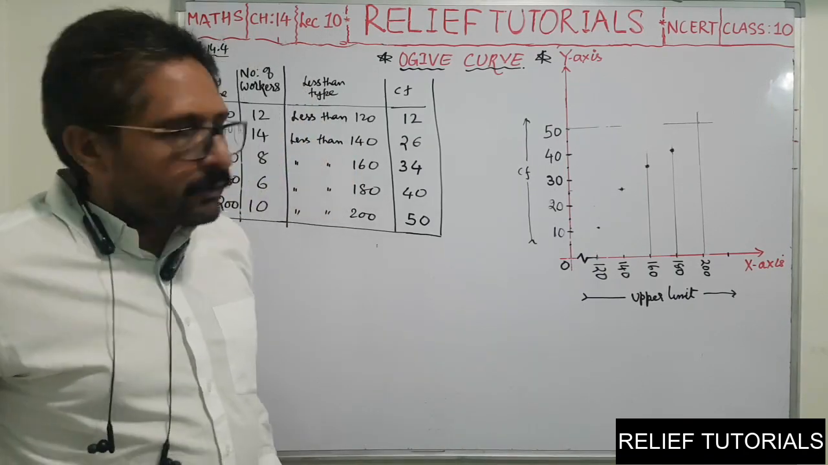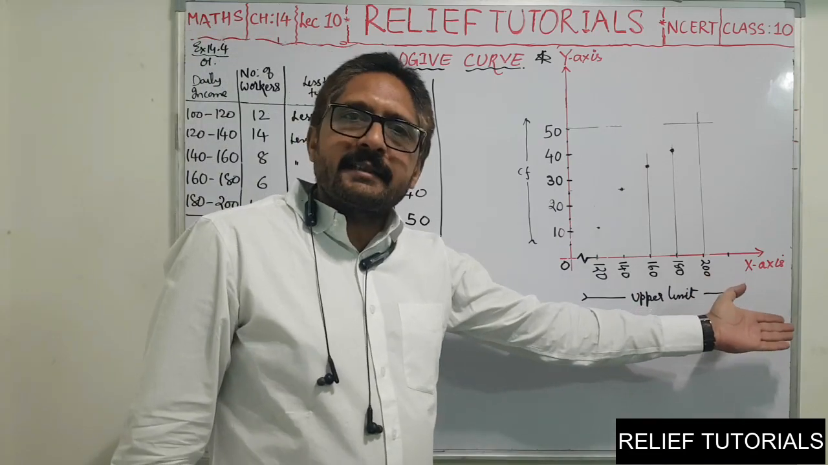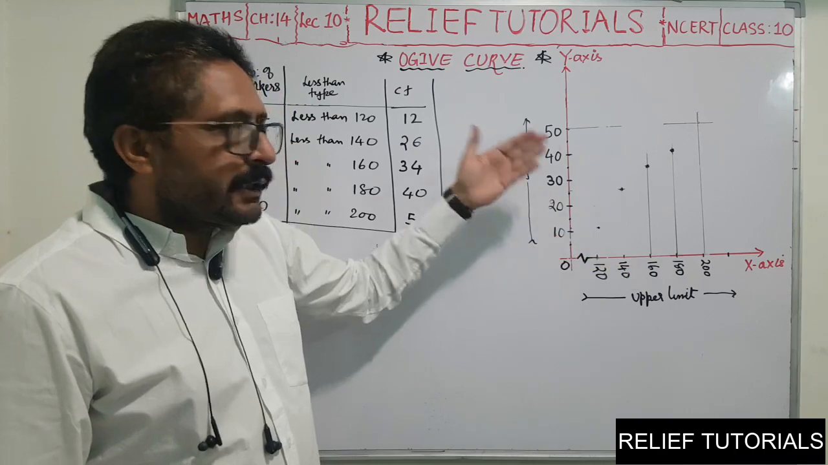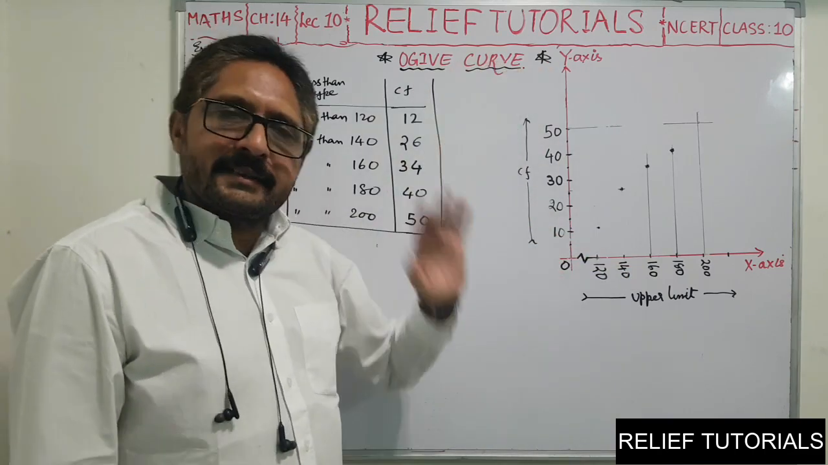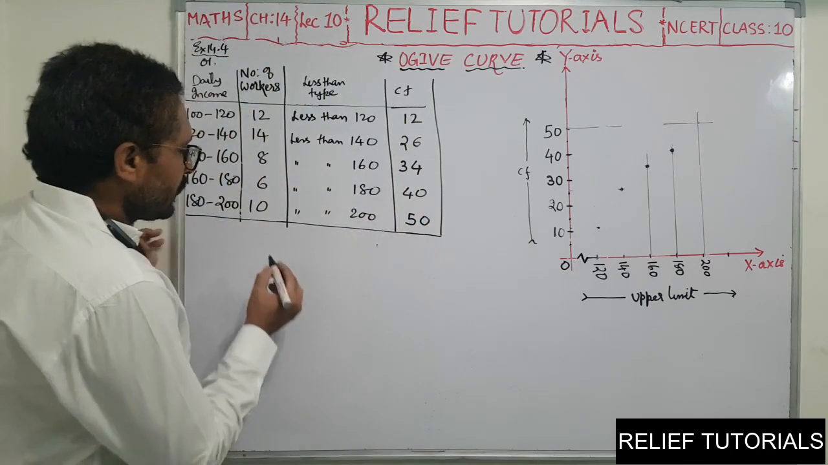So now I told you that in order to represent less than type cumulative frequency, we will take upper limit on x-axis and corresponding cumulative frequency on y-axis. Clear? So our ordered pair will be of this type. See, our ordered pair.